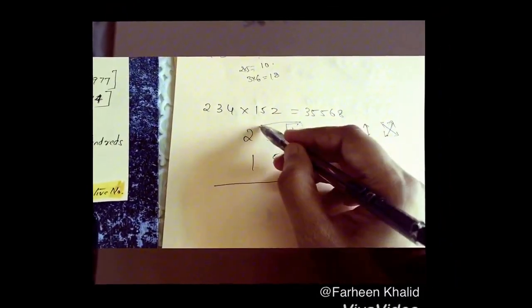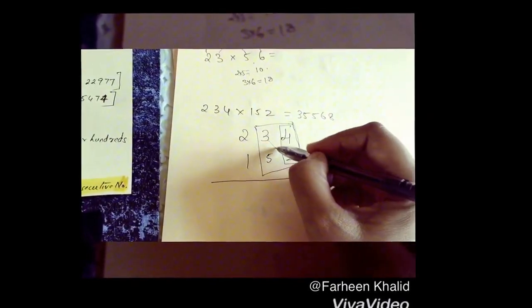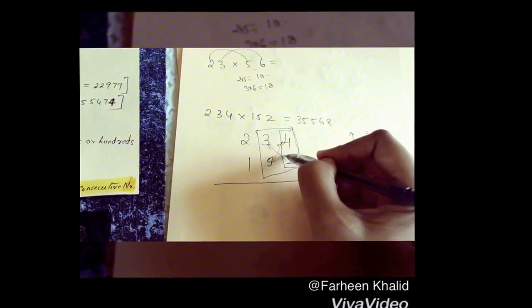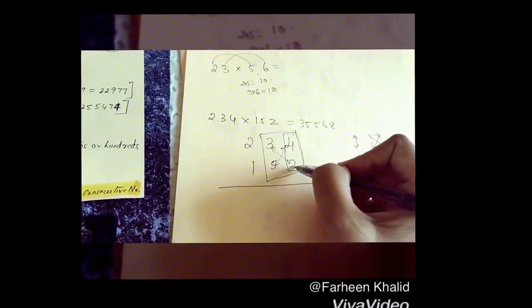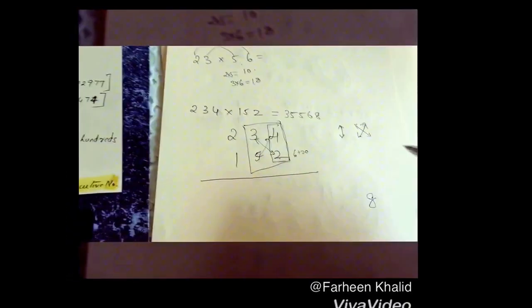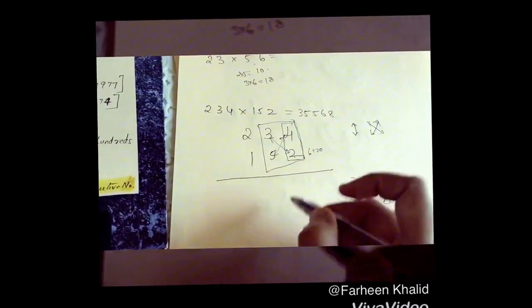Then the next step is to take these 4 in one box. So when it comes to this, we cross multiply, because there are 4 here, so we cross multiply and add them. So 3 times 2 is 6 and 5 times 4 is 20. So 6 plus 20 is 26. So we put the 6 here and we carry over the 2.